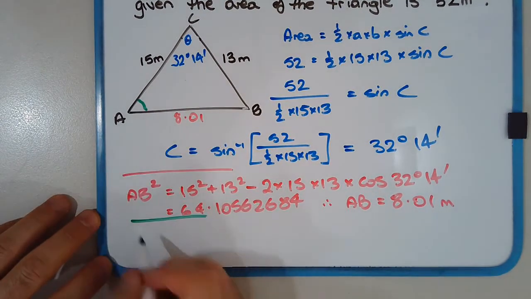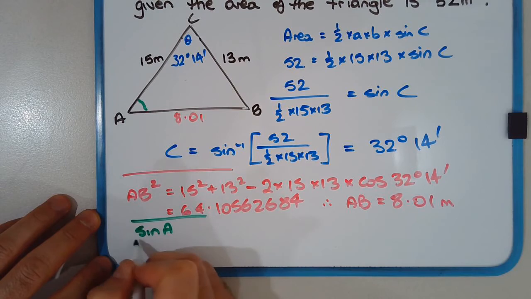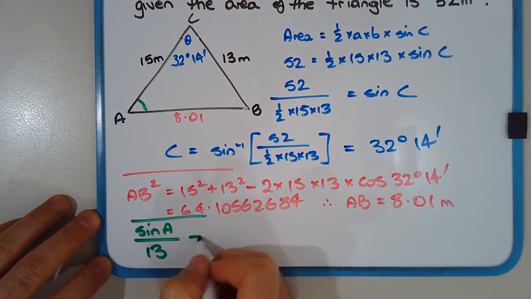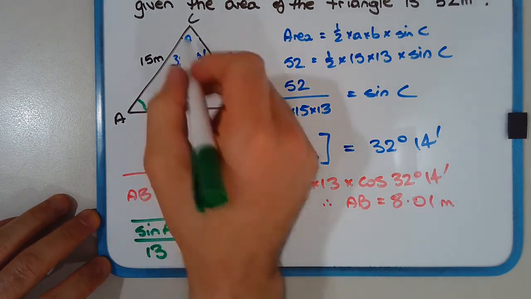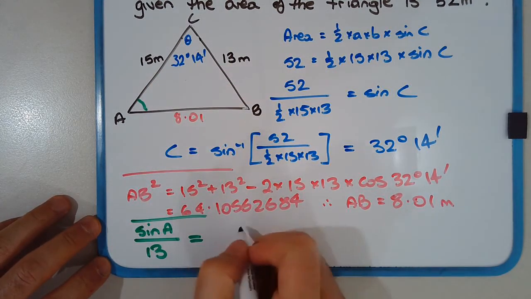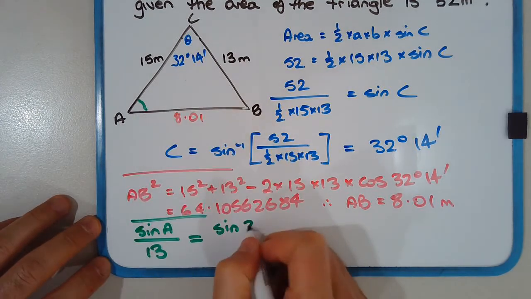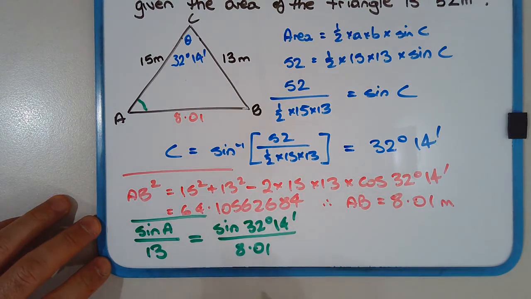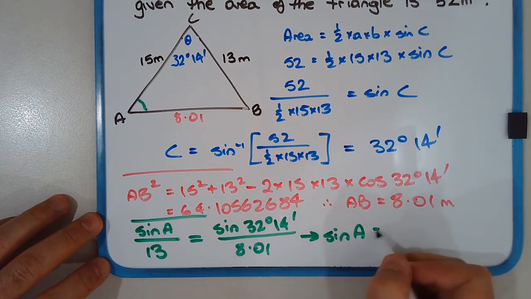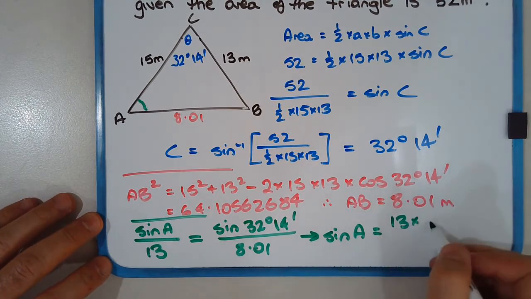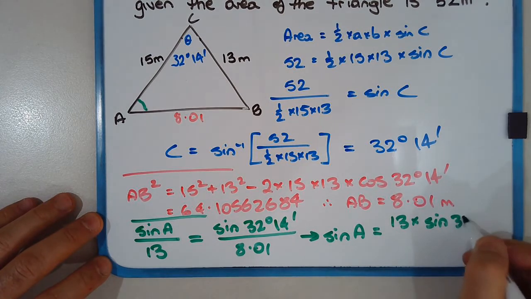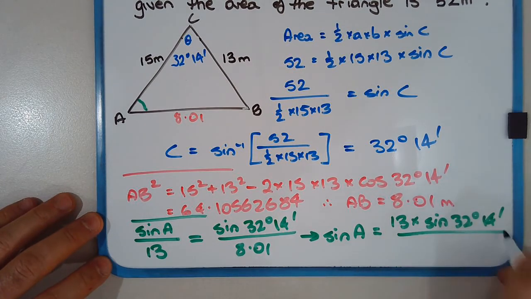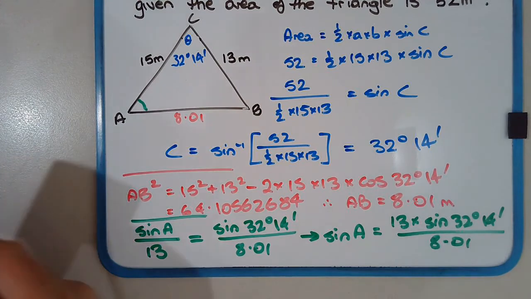So sine A over 13 is equal to, we can use this known side-angle pair now, sine of 32 degrees, 14 minutes over 8.01. So sine of A is equal to 13 multiplied by sine 32 degrees, 14 minutes over 8.01. And then we take the inverse sine of that.